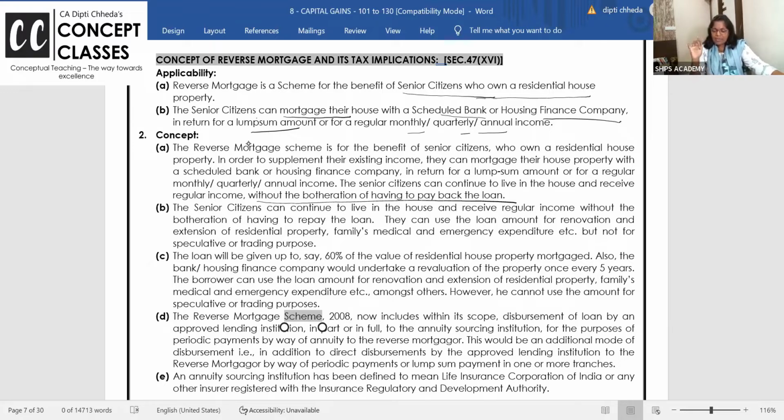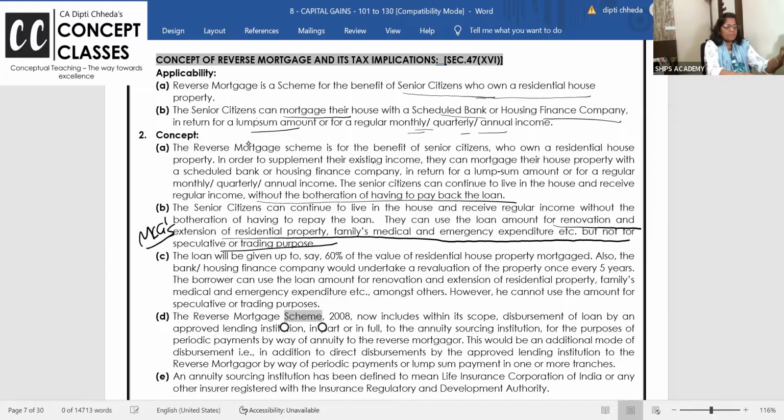I am again saying you're not taking loan from the bank. You're mortgaging your house and your sale consideration is coming in monthly, quarterly, annual scheme. Senior citizen can continue to live in the house and receive regular income without botheration of having to repay the loan. They can use the loan for renovation, families, medical and emergency, but not for speculative motive. Market important. ये MCQs में पूछते हैं ये point.